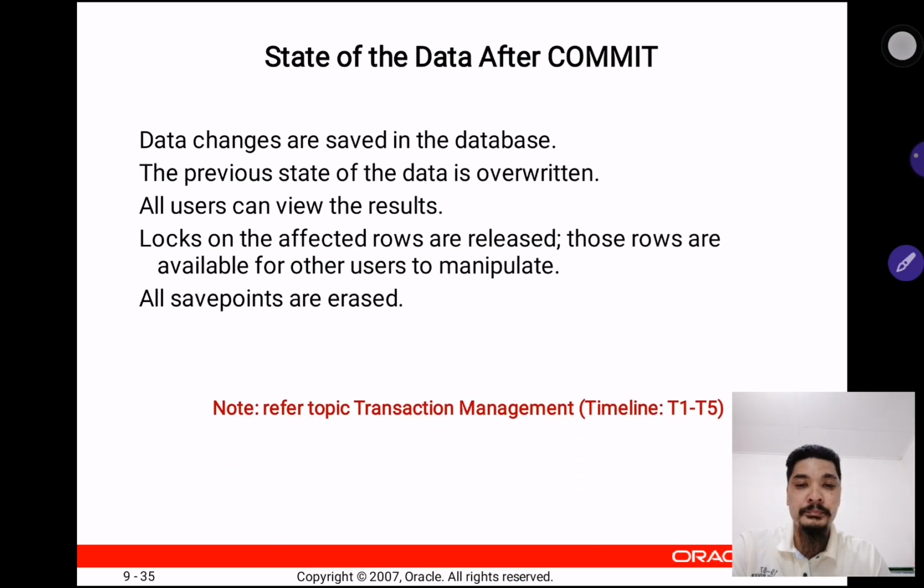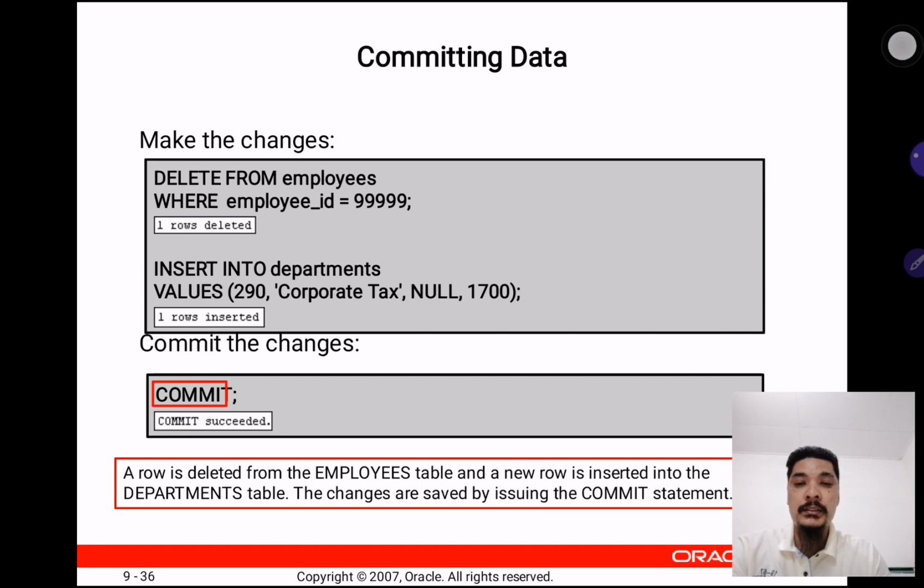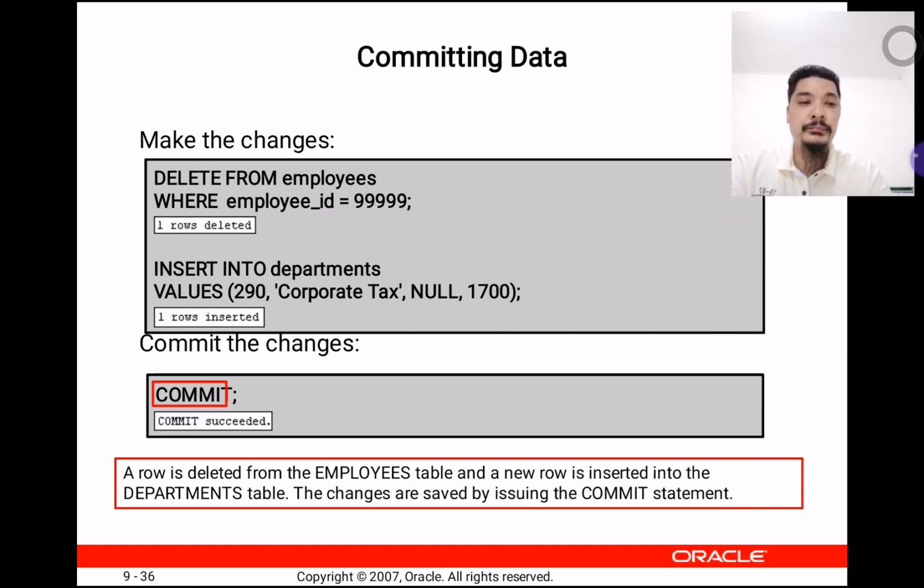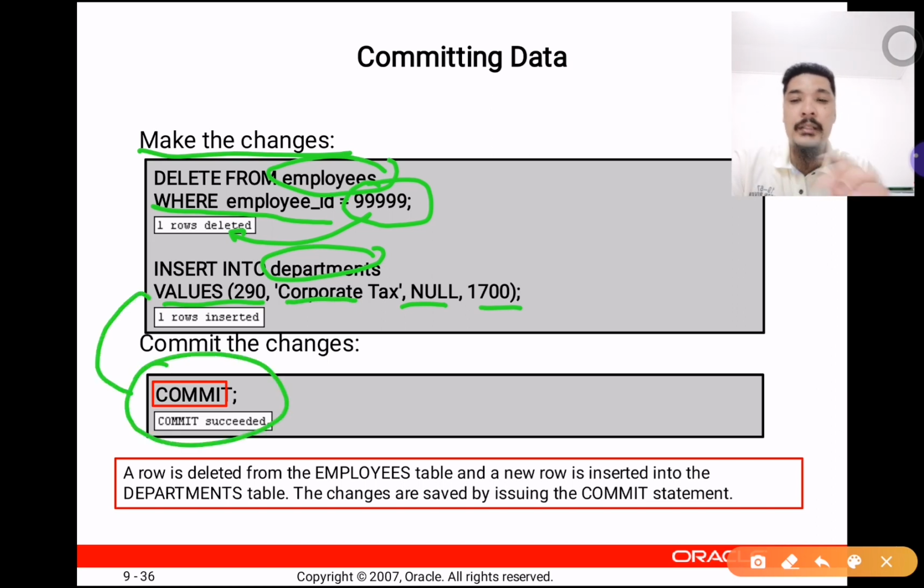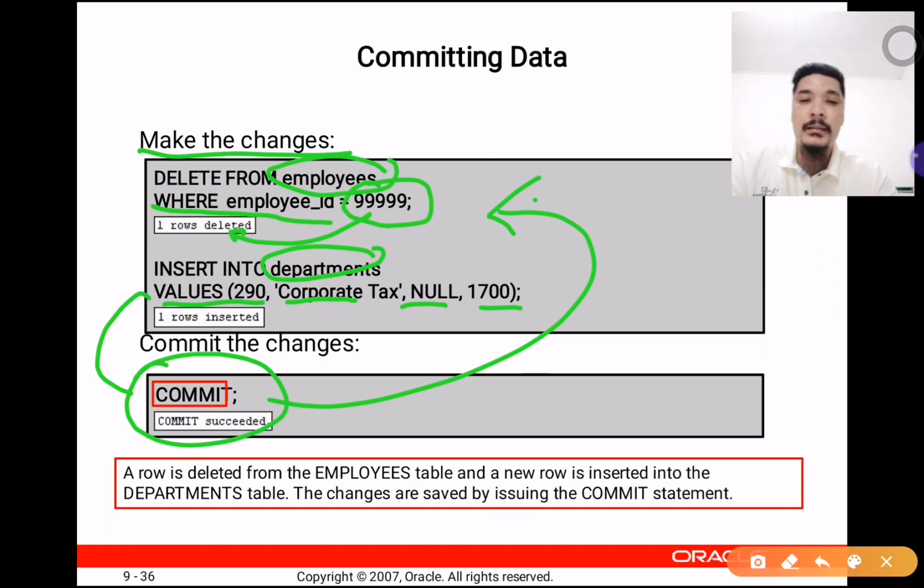Next, this also refers to the topic transaction management. Next slide: committing the data. Make the changes: delete from employees where employee ID is equal to 999999. This will affect only one row. Then insert into departments values 290, corporate tax, null, 1000, and immediately you can put commit. When we put commit here, all this data will be saved.